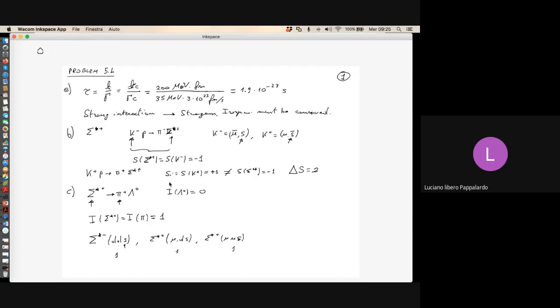So let me summarize what you've seen here. First of all, by using the information of the decay, we realize that the decay of this object must be regulated by the strong interaction. Strong interactions, of course, conserve strangeness and isospin. And by imposing strangeness and isospin conservation in this process, as well as in the reaction, we obtain the isospin and strangeness quantum numbers of this strange baryon.